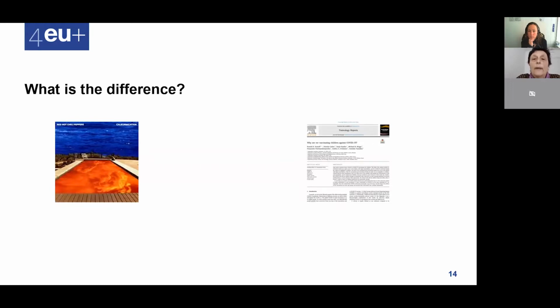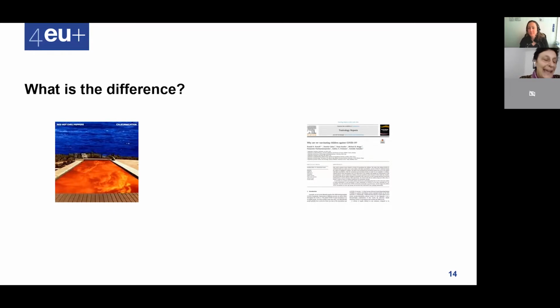What is the difference? We have here two artistic or creative works protected by the copyright law. On the one side, we have a CD of Red Hot Chili Peppers. On the other side, we have an article on COVID-19. The protection is the same for these two objects. Do you see a difference? Okay. Someone in the chat says no difference.